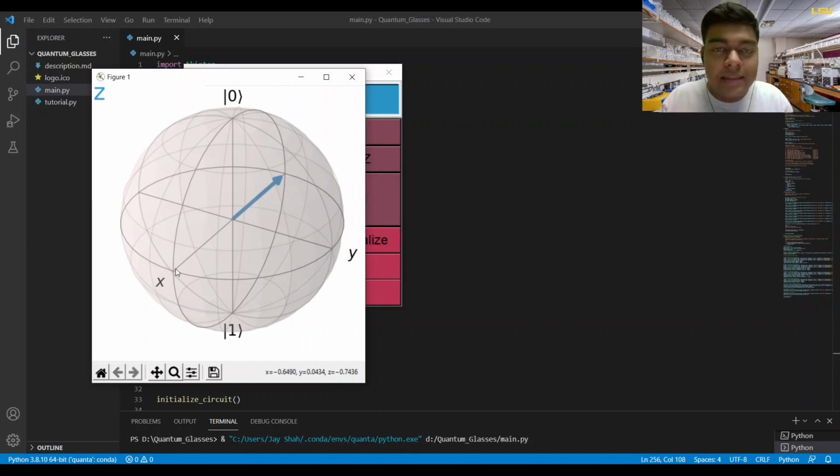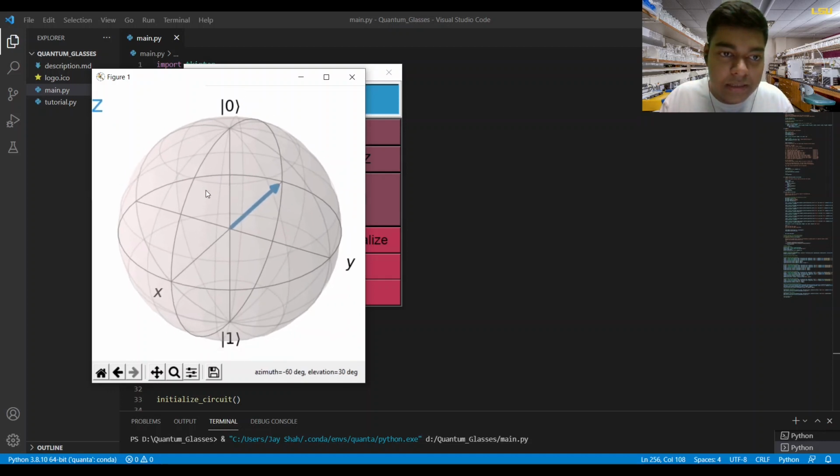So you know what? The Z gate can rotate the state vector by 180 degrees only in the plane which is perpendicular to the Z axis. So if you see here, the state vector, which was initially the state of the qubit, was not in the plane which is perpendicular to the Z axis. All right. So let me just rotate this here.